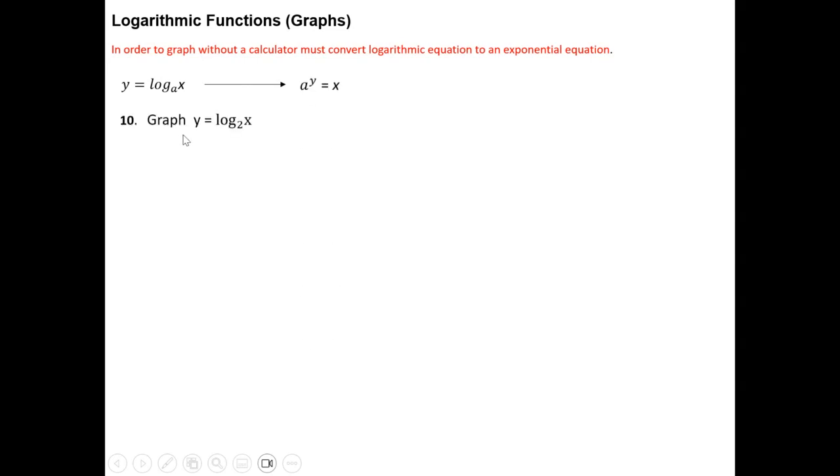Now we're going to be graphing logarithmic functions. In order to graph without a calculator, we must convert the logarithmic equation into an exponential equation. So again, we're going to use a conversion. Say we're graphing y equals log of base 2 of x. This will give us my a, or my base, is 2, my y is just y, and my x is x. Now we're going to do a table, but we're not going to plug in the values for x anymore. We're going to plug them in for y. And this will be much easier because if we're doing it for x, then it requires taking the ln, and it's more complicated. So it's easier to plug them in for the y value.